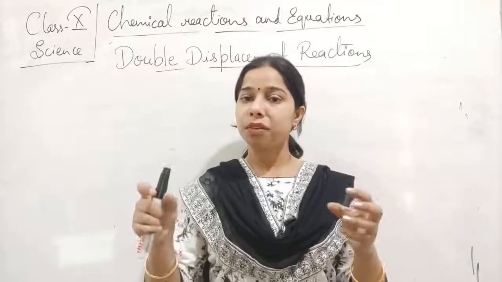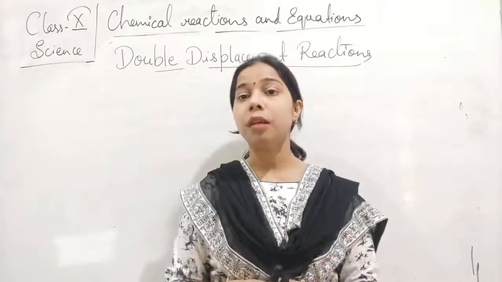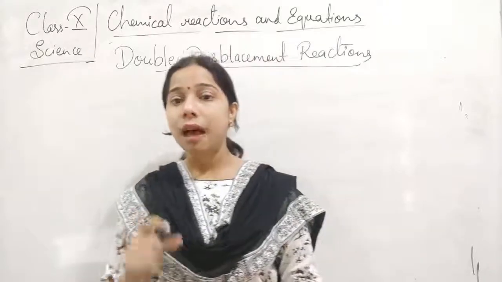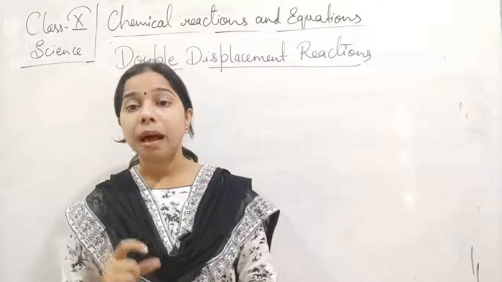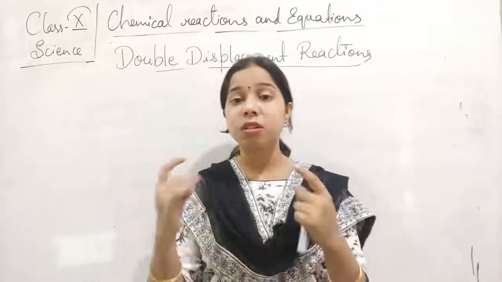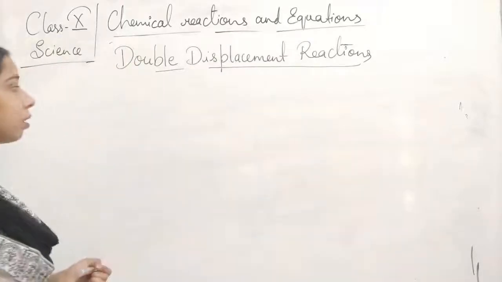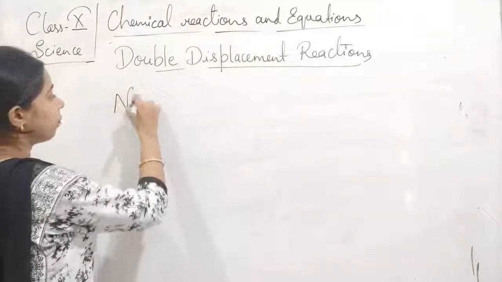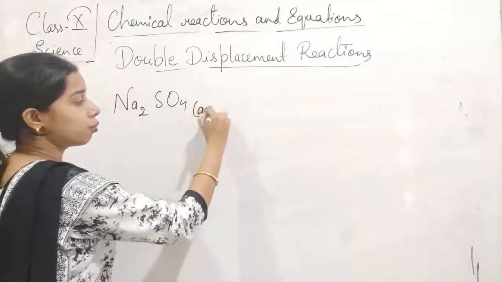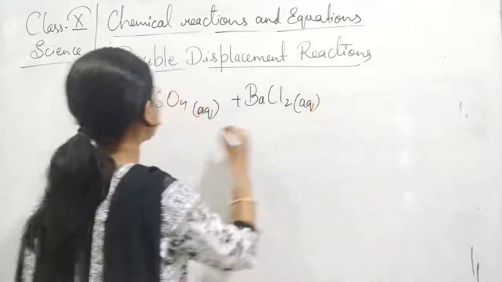Now these two are the reactants. When you add the barium chloride to the sodium sulfate test tube, you will find that there is a formation of a precipitate, and the precipitate is barium sulfate. It is a white precipitate, and the solution present just above the precipitate is sodium chloride. So let me write the reaction. Basically the reaction of sodium sulfate and barium chloride: this is sodium sulfate in the form of an aqueous solution, students, plus barium chloride, also in the form of an aqueous solution.